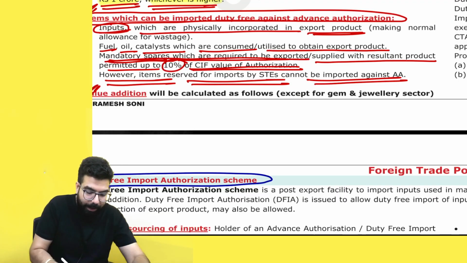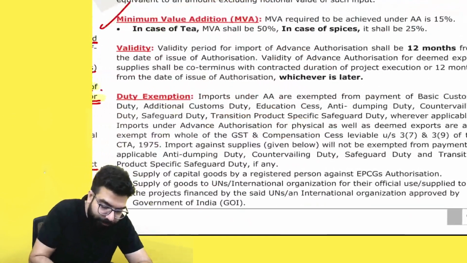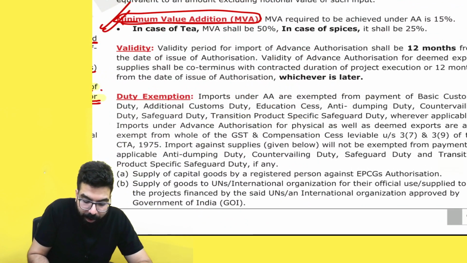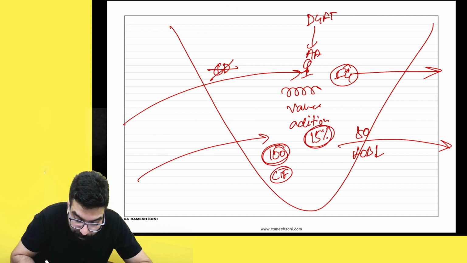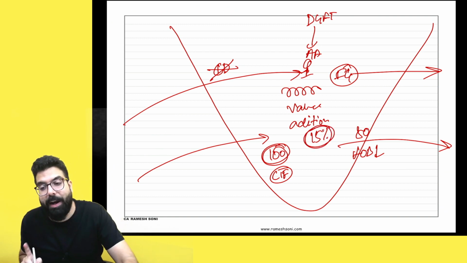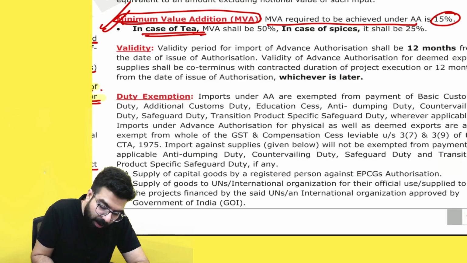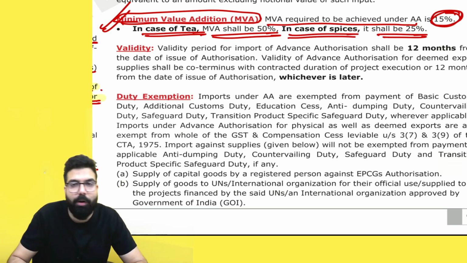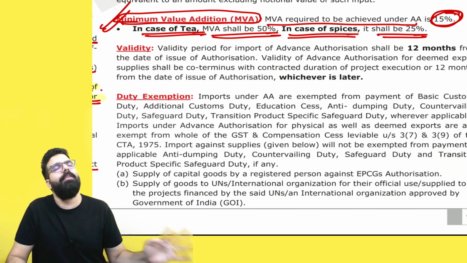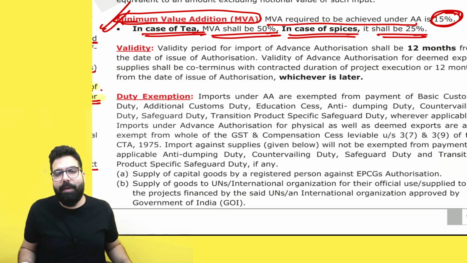See, they are telling value addition should be done. Value addition will be calculated, and here they have told the minimum value addition required to achieve is 15%. It means in India, your value addition should be at least 15%. Remember this point. In case of tea, if you are importing tea and exporting, the minimum value addition is 50%. In case of spices, it is 25%. But for your exam, remember that minimum value addition generally in advance authorization in India is 15%.